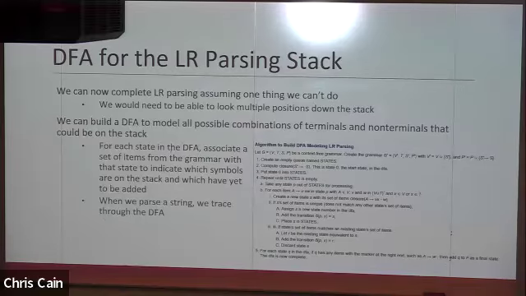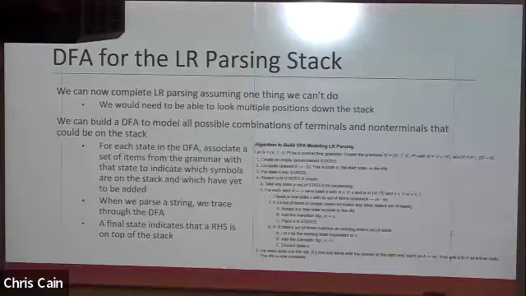When we parse a string, we trace through the DFA. And then there's a final state. If we get to a final state, it indicates that the right-hand side is on top of the stack, and we can now do a reduce. And if we keep track of a history of which states we visited, then we can backtrack the arrows of what we did to say, this is what put this on the stack, this is what put this on the stack, this is what put this on the stack, and that becomes our reduce. So going forward are our shifts, and going backwards are our reduces in that DFA.